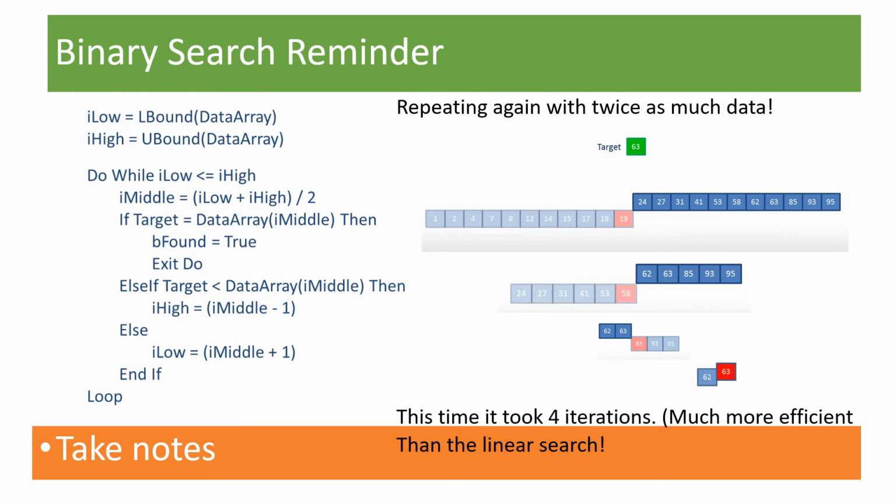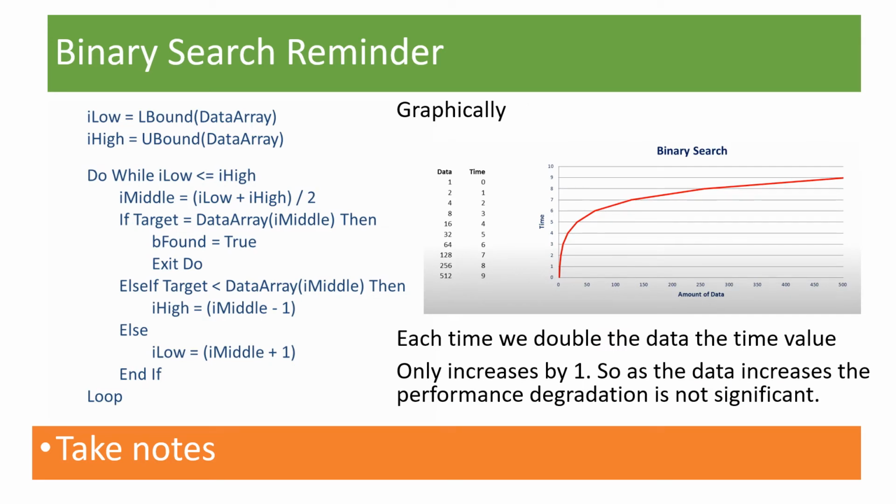This is much more efficient than a linear search, because remember, in a linear search, if we doubled the amount of data, we'd double the amount of time. In this instance, we've doubled the amount of data and we've only added 1 iteration. If you do maths, then you'll recognise this graph. This is a logarithmic graph. You can see the data on the left hand side doubling, but the time is only increasing by 1 value. That means the graph will slowly almost level out but go up very, very slightly. Because it's only increasing by 1, this means that as the data increases, the performance degradation is not significant.